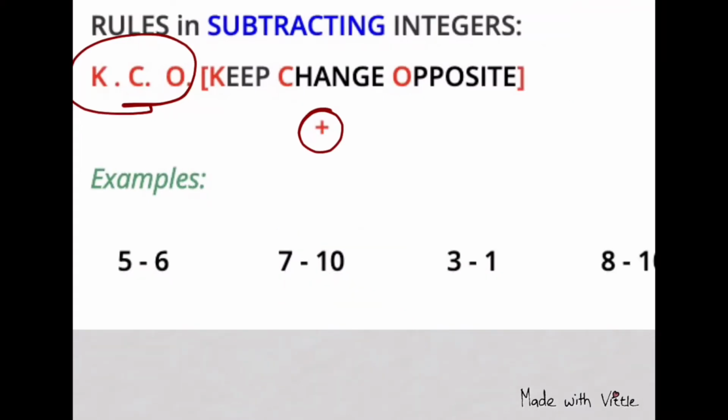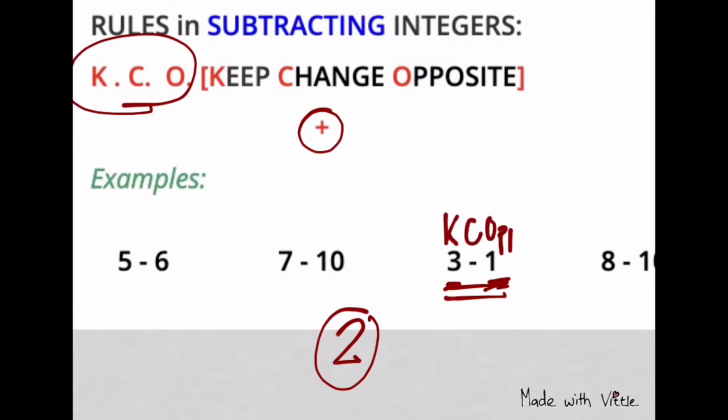Here is another example, 3 minus 1. This is a normal way because we're trying to subtract a smaller number from a bigger number. So we know that 3 minus 1 is going to be a positive 2. But let's go ahead and try using KCO anyway, and let's see if we're still going to have a positive 2 as an answer. So you keep the first number the way it is, it's still positive 3.